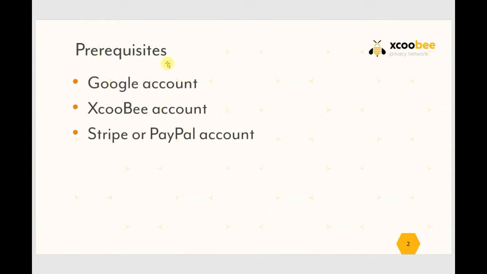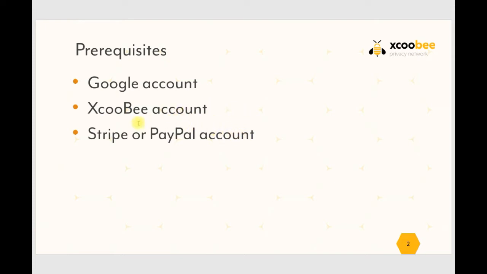The prerequisites for that are you have to have a Google account, a XcooBee account, and a Stripe or PayPal account. We assume that you've already set them up and are currently trying to create the online menu system. We have videos on our YouTube channel that explain some of this as well if you are new to XcooBee and Stripe and so forth.